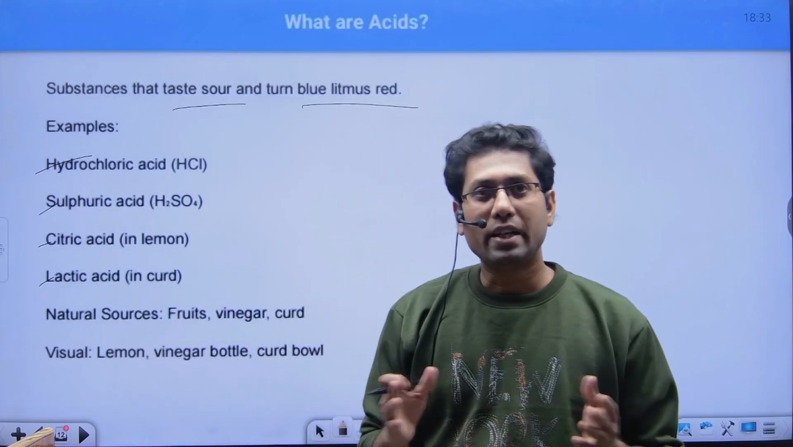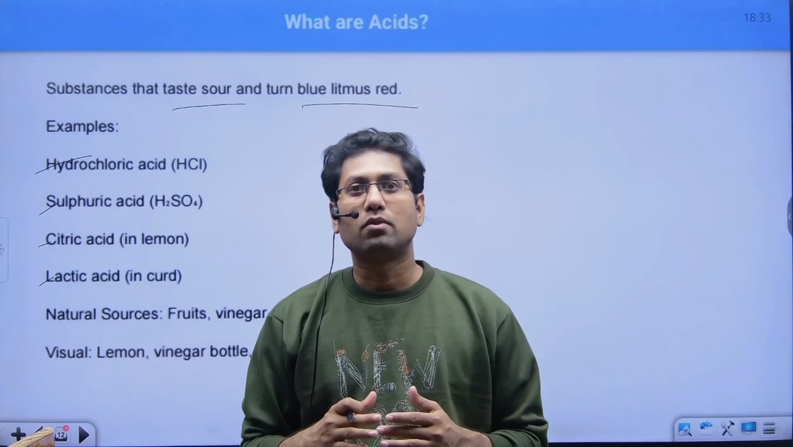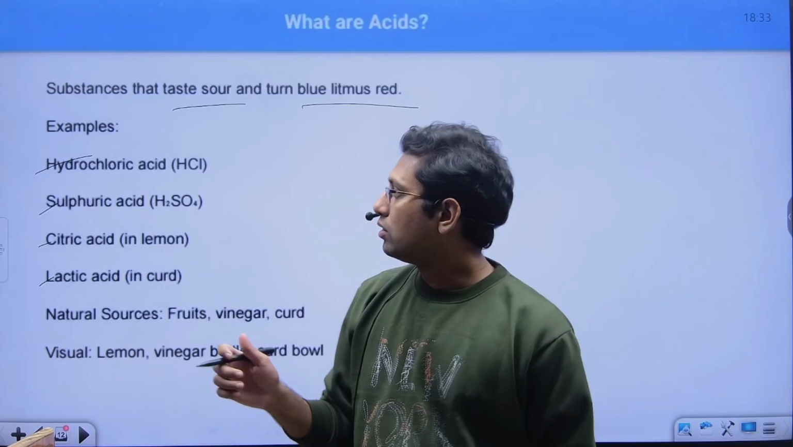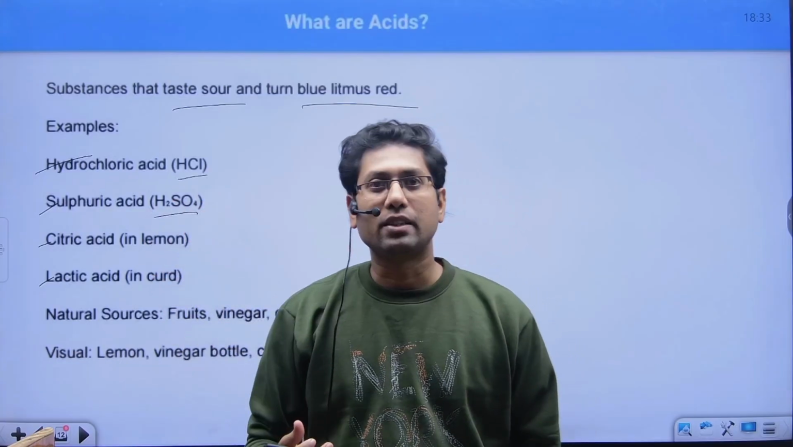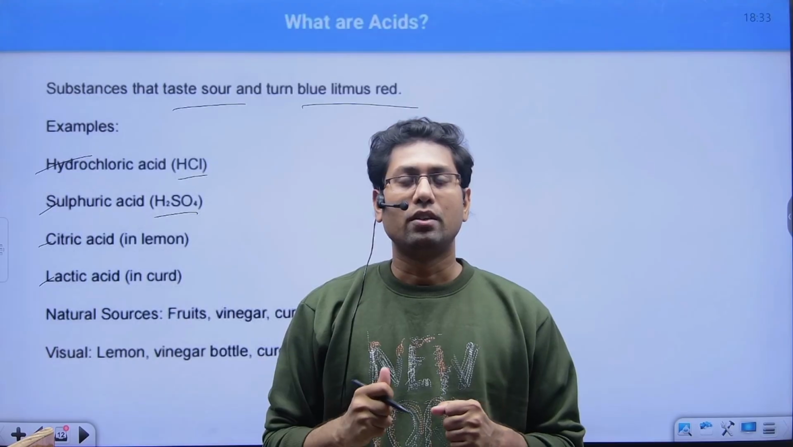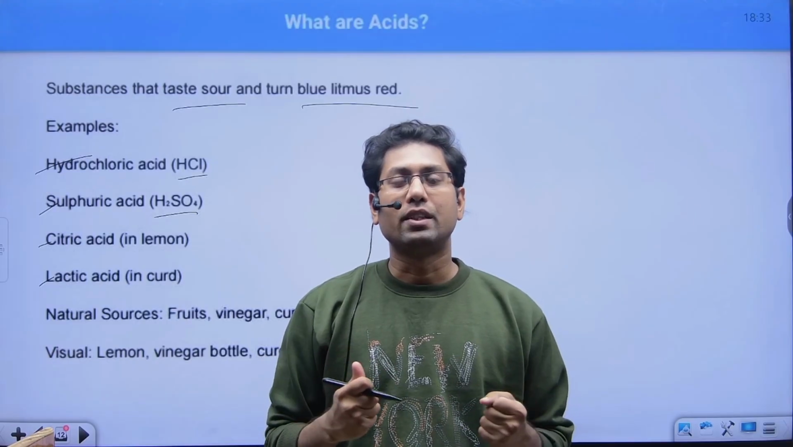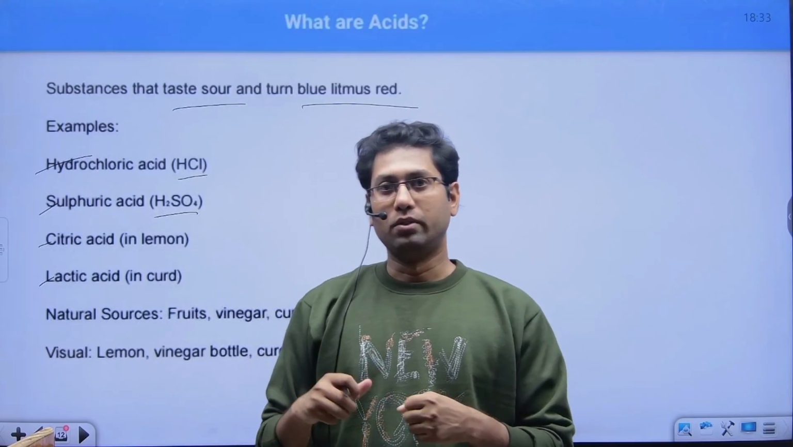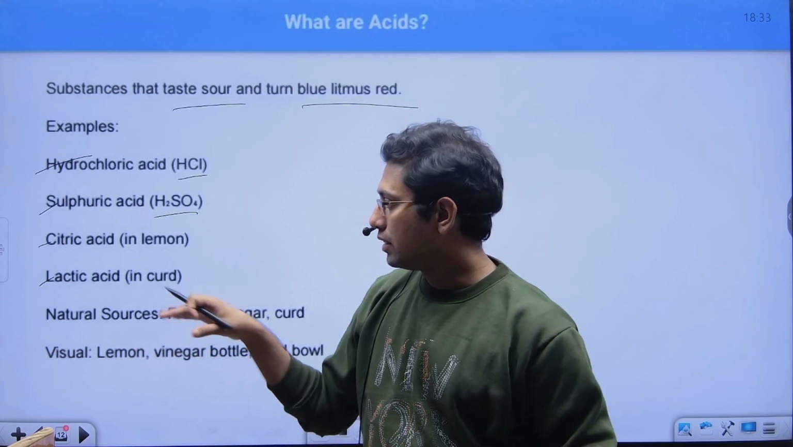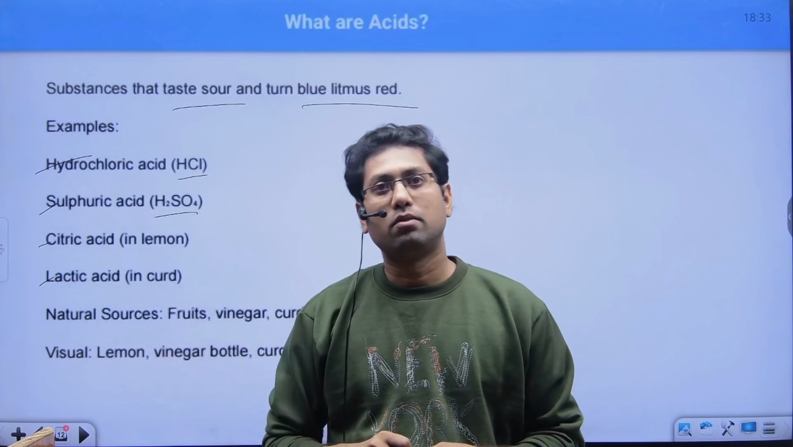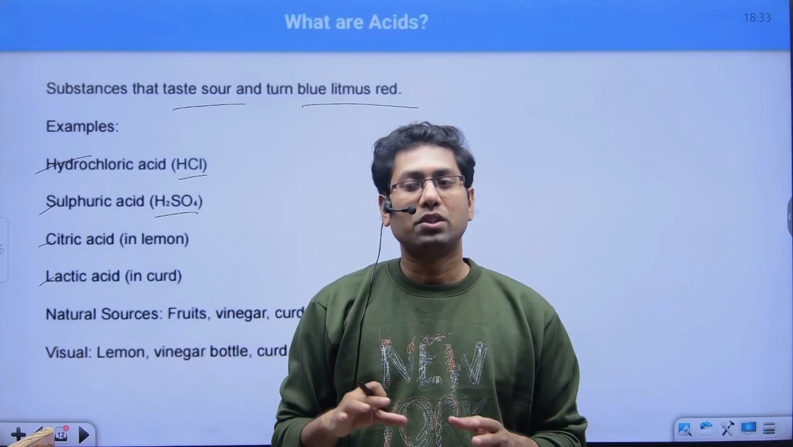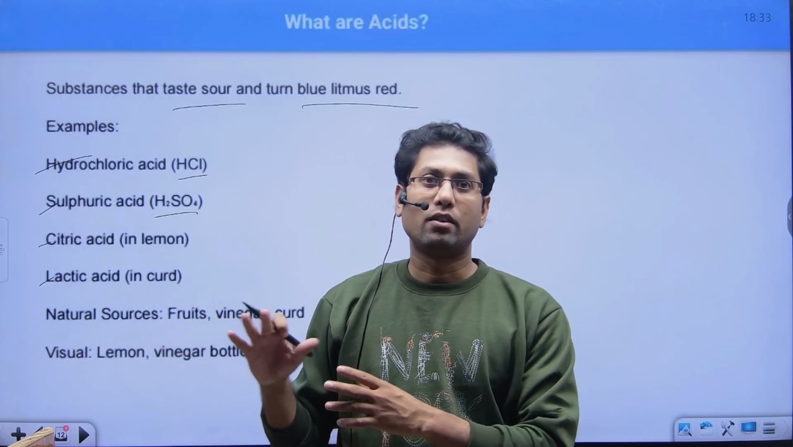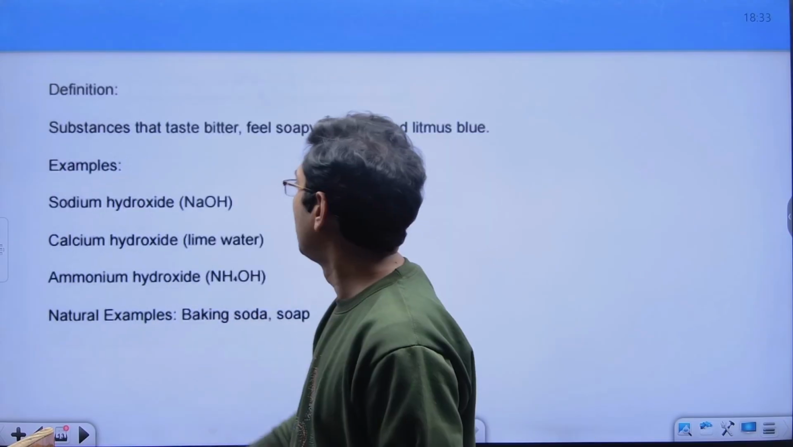So there are some mild acids and there are some strong acids. Hydrochloric acid, sulfuric acid, and nitric acid are very strong acids. They are much stronger as compared to other acids, for instance lactic acid or citric acid. Those are relatively weak acids. Other organic acids are also weak acids.